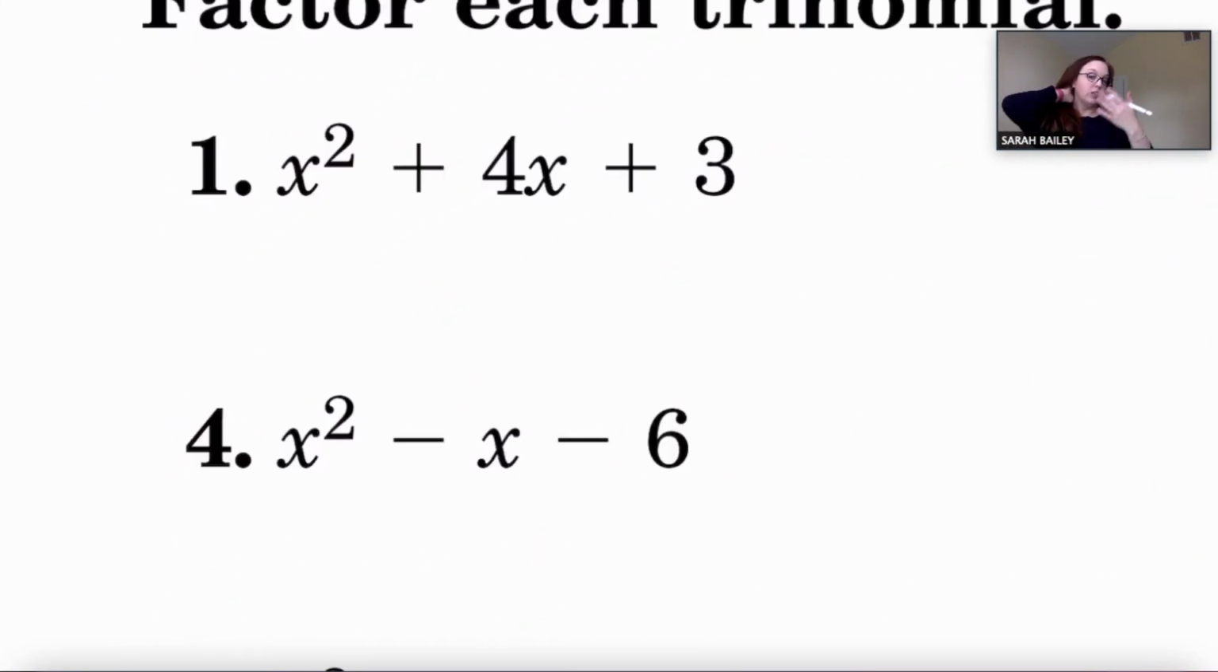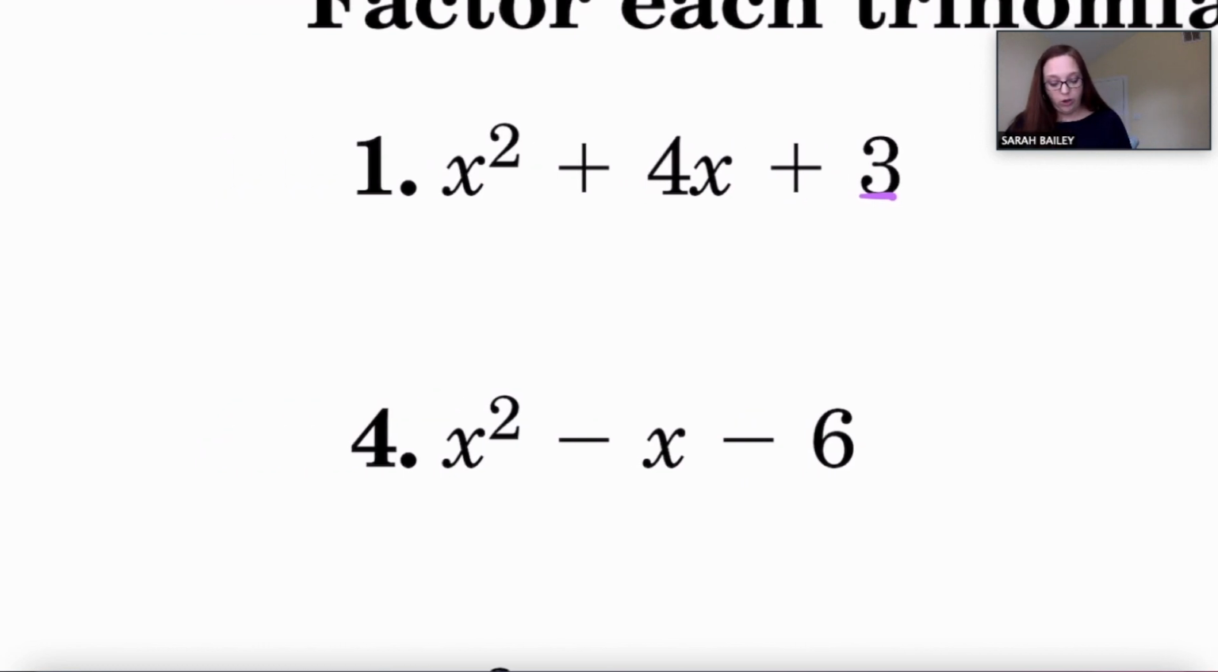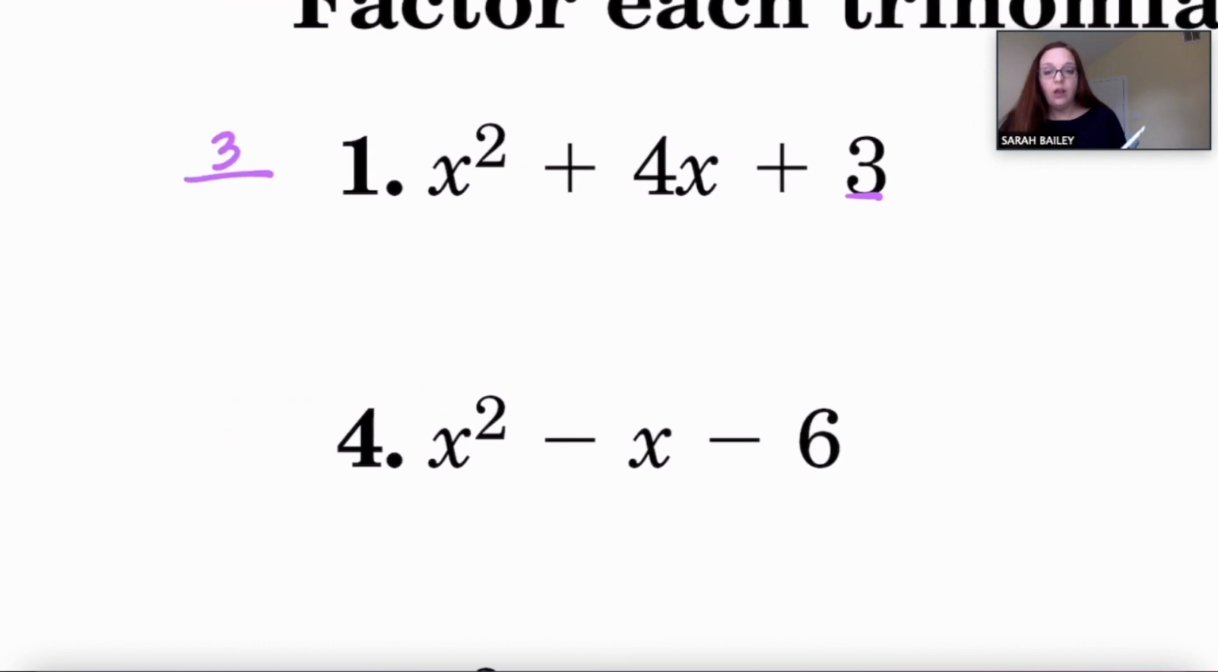All right, so let's look at this one. We've got x squared plus 4x plus 3. Here's what you're going to do. You're going to look at the 3, that's called the constant term, the term that doesn't have an x or a variable hooked onto it. So in this case, that's 3. Then you come over to the side and write the factors of 3 as blank times blank. The only way to multiply two whole numbers together to get 3 is 1 times 3.